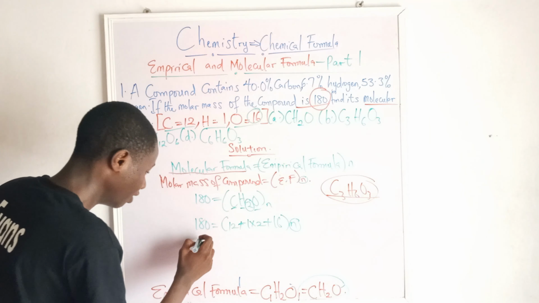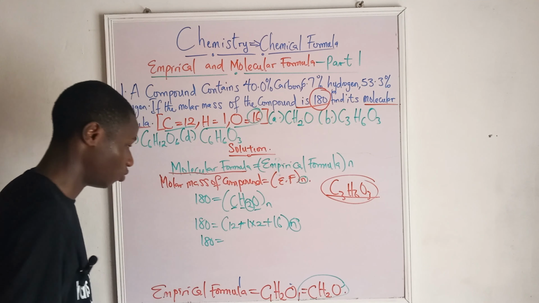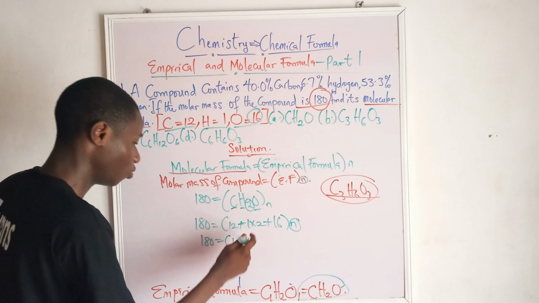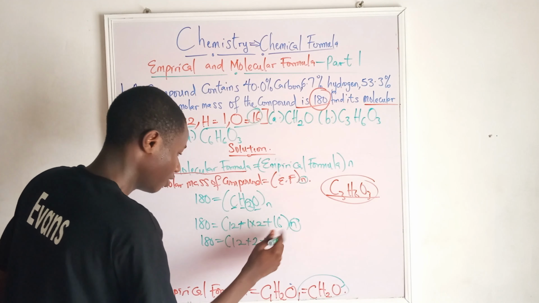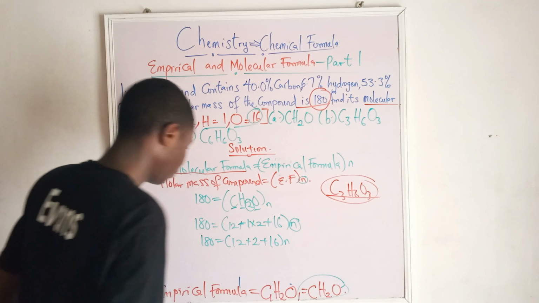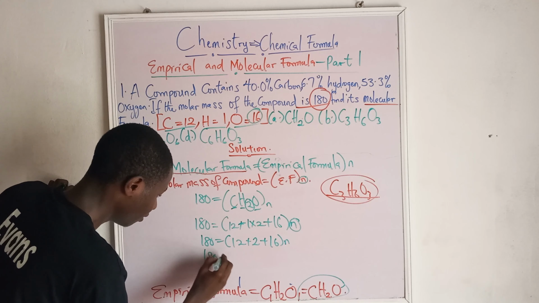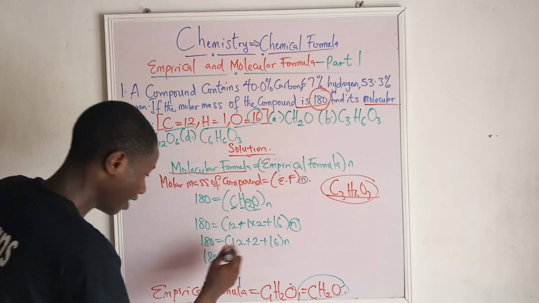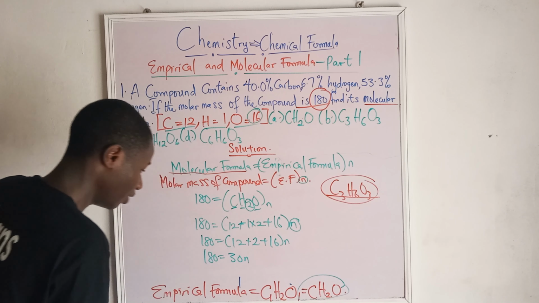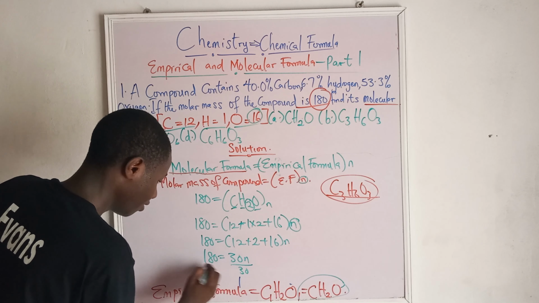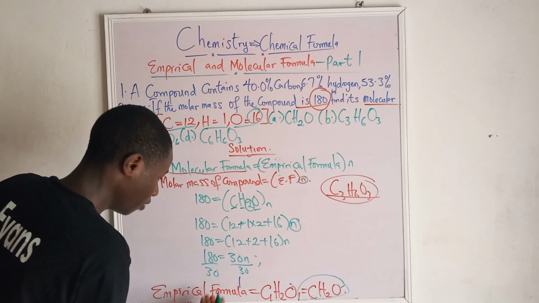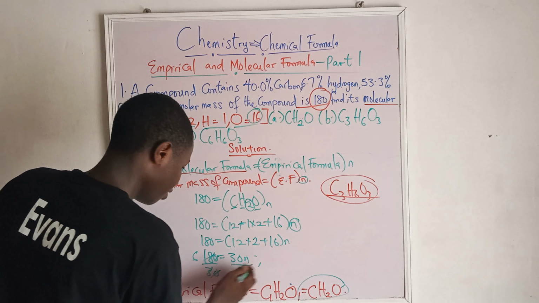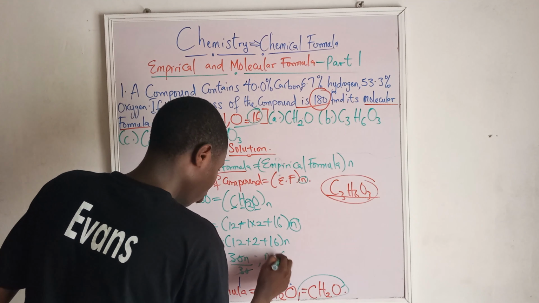Now, 180 will be equals to n times 12 plus 1 times 2, plus 16. So what do we have? 180 is equals to 12 plus 2 plus 16 times n. That is 30n. So at the end of the day, you divide both sides by 30. This cancels this, this cancels this. What do you have? 6. So our n is equal to 6.